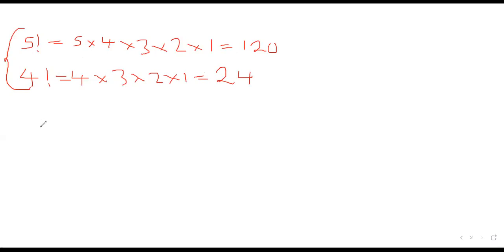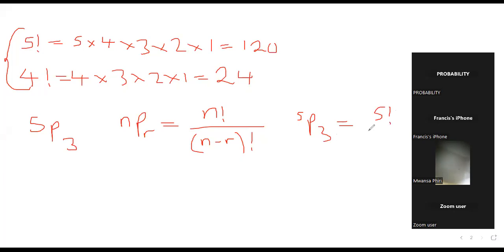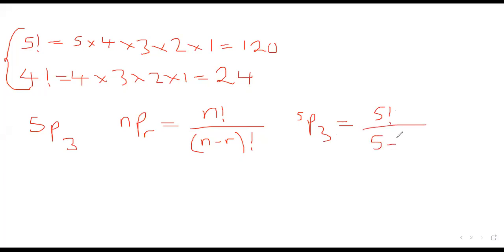Now, if we're given a permutation, for instance, 5 permutation 3, according to our formula, nPr simply means you find the factorial of n over the factorial of the difference between the number of items. So nPr will simply be 5 permutation 3. So we're going to have 5 factorial on top, and the difference, 5 minus 3, at the bottom, which is 2 factorial.